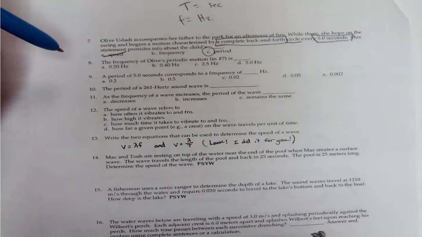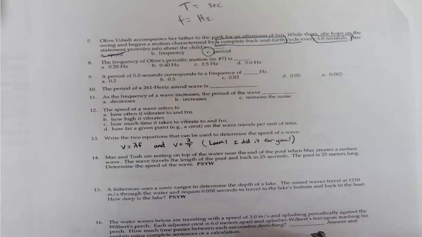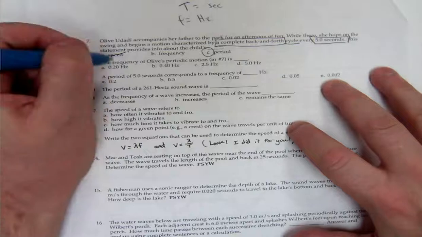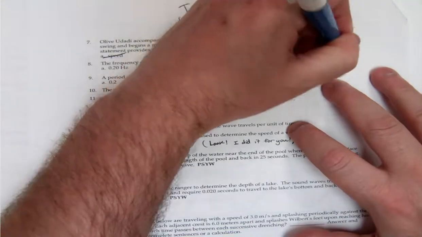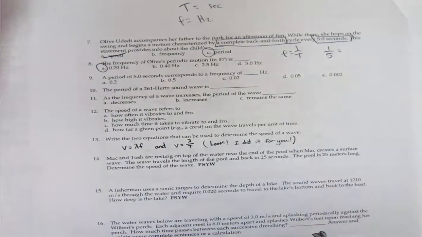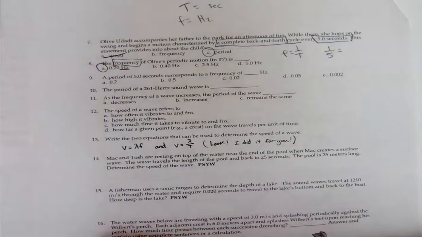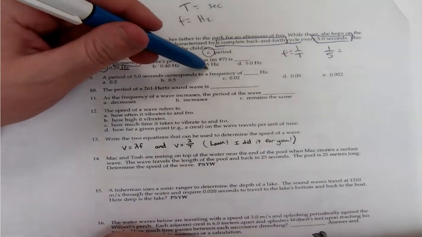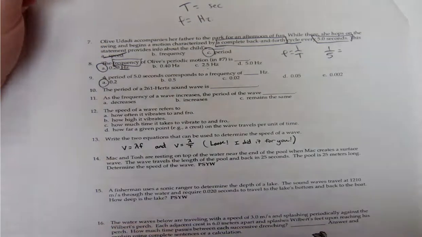All right, number 8. The frequency of all of this periodic motion in 7 is, so now it's just saying, find the frequency. Well, we found the period, which is 5. Frequency is 1 over period, which means 1 over 5 equals about 0.2. And it's hertz because it is frequency. Units are important. All right, a period of 5 seconds corresponds to a frequency of, well, that's kind of free, right? It's the same thing, 0.2. But they're hammering in the point.